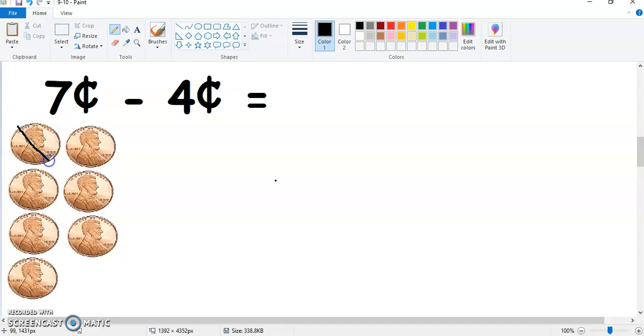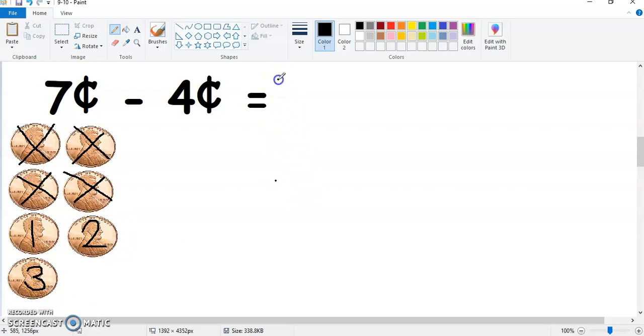Ready? Here we go. 1, 2, 3, 4. So we started with 7 in all. We took away 4. Now we need to count how many are left over. Ready? Here we go. 1 cent, 2 cents, 3 cents. So we started with 7 in all. We took away 4. And now we have 3 cents left over.